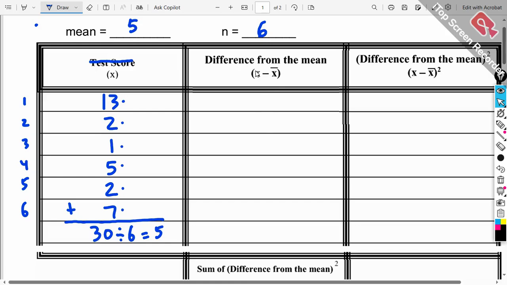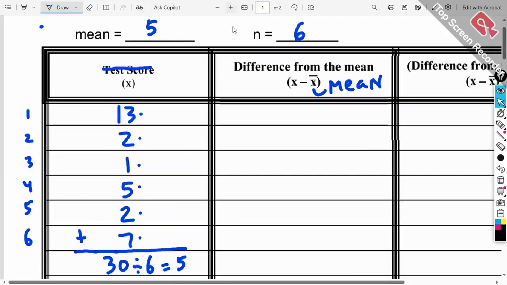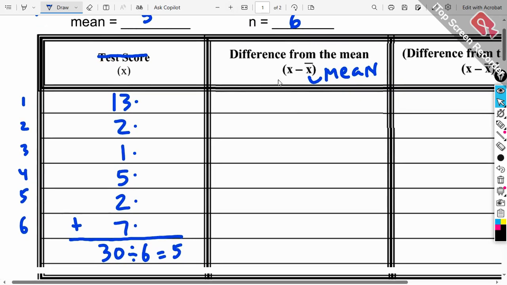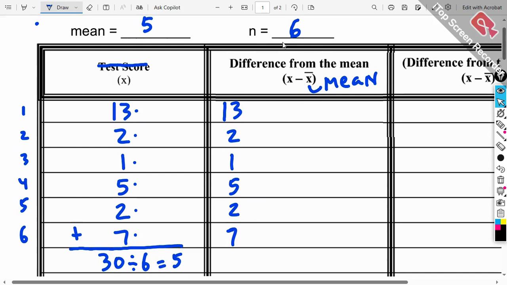Now, we're going to take the difference from the mean. This x bar right here is actually the mean, and the x is the regular data points. So each one is going to start with x. Let's rewrite these numbers: 13, 2, 1, 5, 2, 7. In each case, it's going to be minus the mean. The mean was 5, so it's minus 5 in each case.